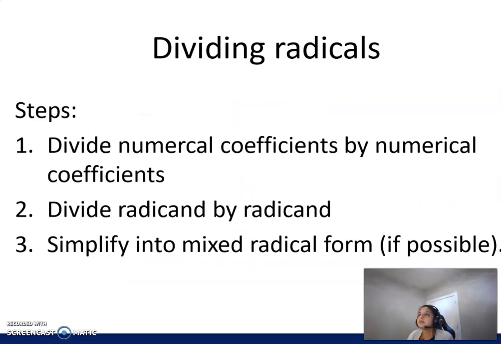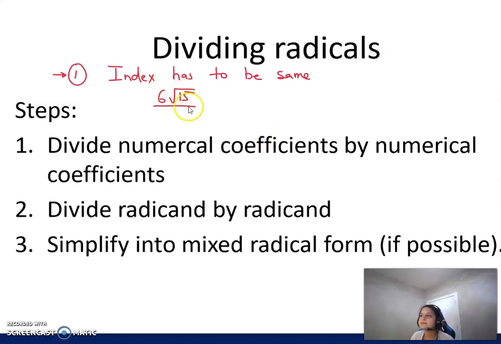When dividing radicals, the first thing you have to make sure of before you start going through the steps is that the index has to be the same. An example I can show you, using the one from the previous page again. This is not in your book, I'm just making it up.